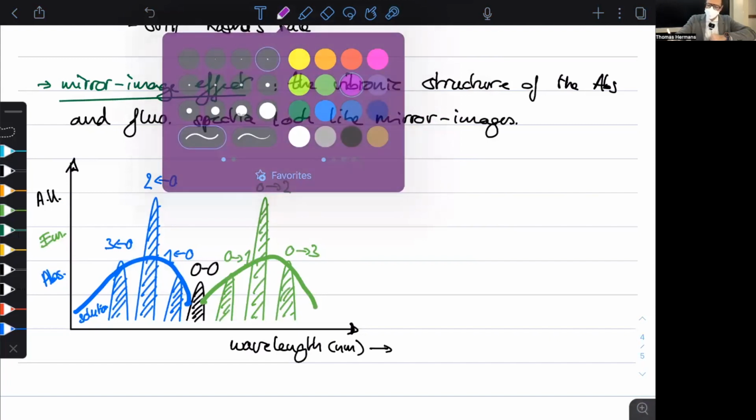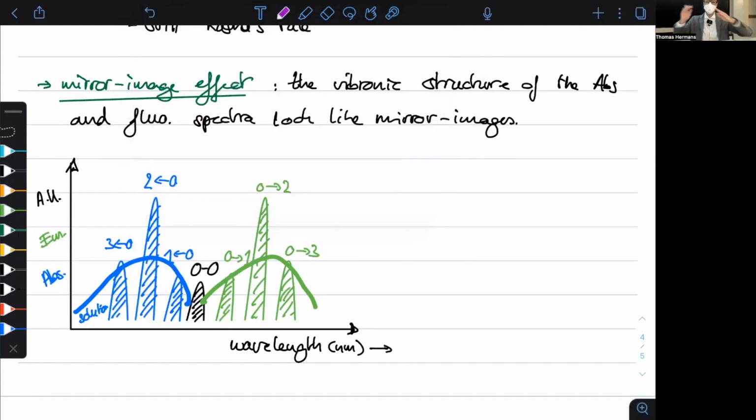So there's a maximum absorbance. This would be the wavelength lambda max of absorption, and this would be lambda max of emission. The difference between those wavelengths is called the Stokes shift.